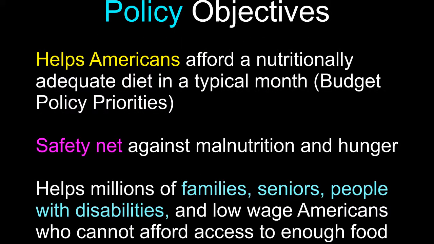Policy objectives. Helps Americans afford a nutritionally adequate diet in a typical month. Safety net against malnutrition and hunger. Helps families, millions of them, seniors, people with disabilities, and low-wage Americans who cannot afford access to enough food.